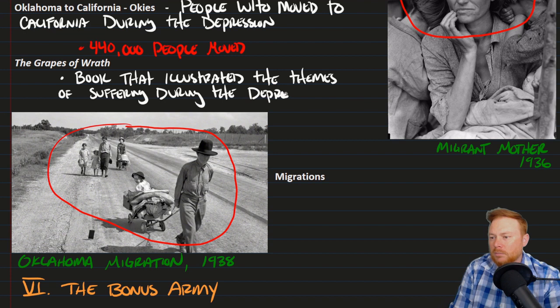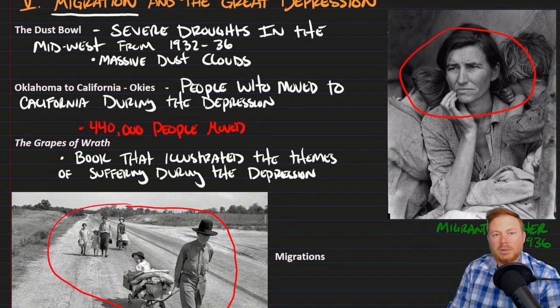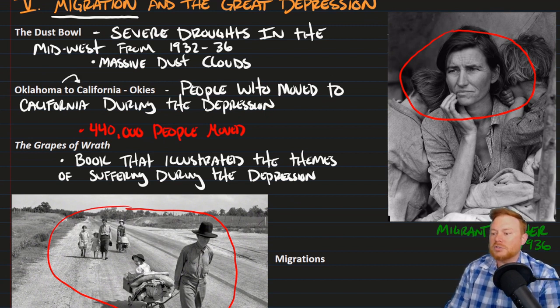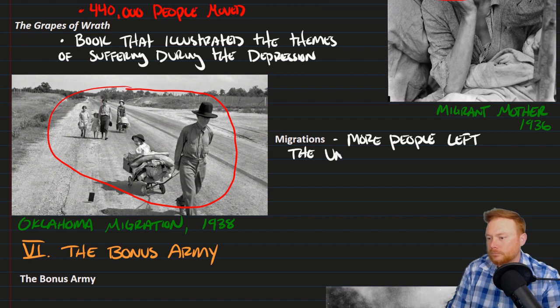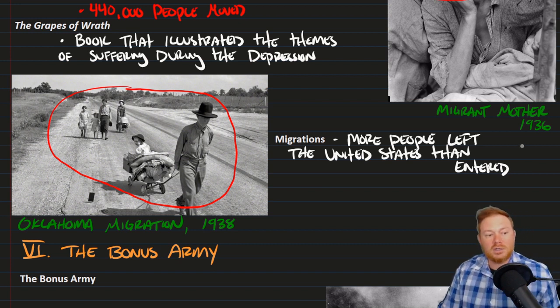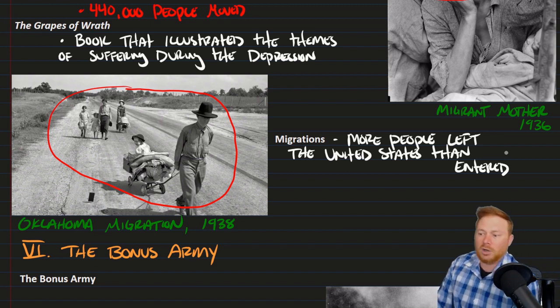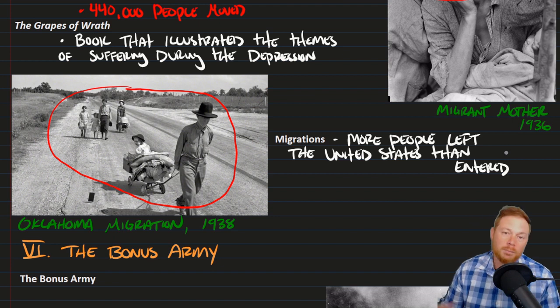And one last point that we'll make about migration: not only was there a lot of in-migration, Americans moving from one place to another, Oklahoma to California, but as far as migrations go more broadly, the Great Depression was a time period where more people, because people who come to the United States might not be American yet, more people left the United States than entered. And that's very rare in the history of the United States. The United States is typically a country that gets far more immigrants than it gets emigrants, people who are leaving. And the Great Depression is one of those rare times where more people were leaving because of how bad the economy was.